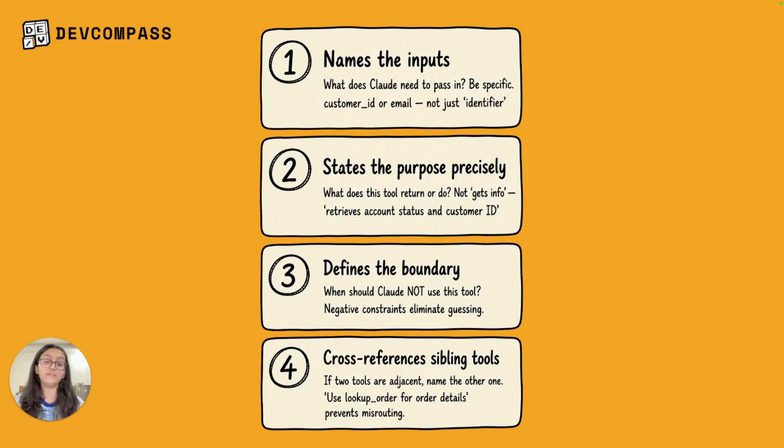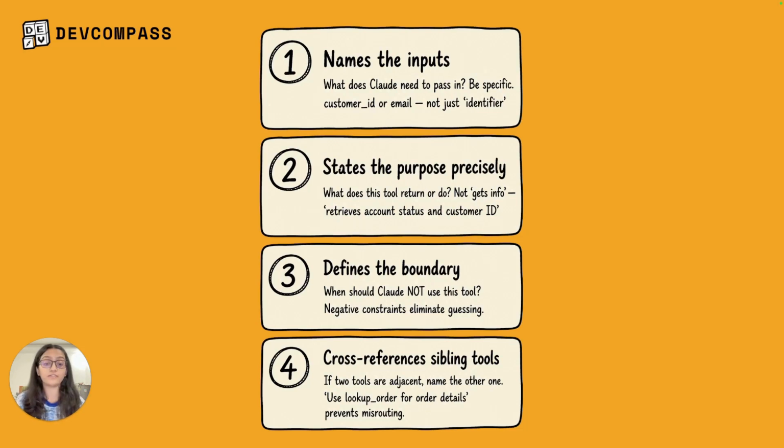Third is defining the boundary. This is one that most developers skip. We feel that if we have provided all the relevant information that is required, we do not need to specify what needs not be done. But I think that is what really differentiates a decent description from an actually good description, so that Claude does not have to do all the guessing. So when you say when Claude should not use this tool, negative constraints are just as important as positive ones. Sometimes more so, because they are what prevent Claude from routing to the wrong tool in ambiguous situations.